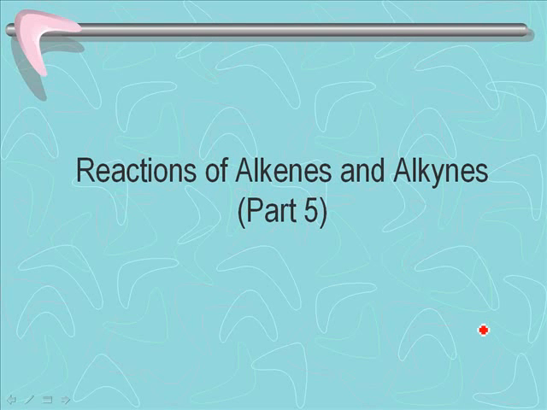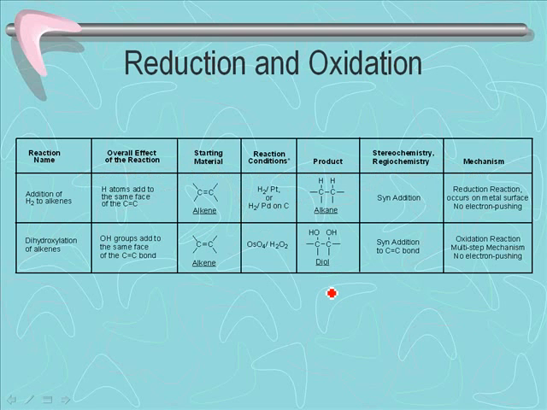In this mini lecture, we will learn about the final set of reactions of alkenes and alkynes, and these involve oxidation and reduction reactions. We've seen that the carbon-carbon double bond is an excellent nucleophile. It's also an electron-rich portion of a molecule due to the existence of the pi bond.